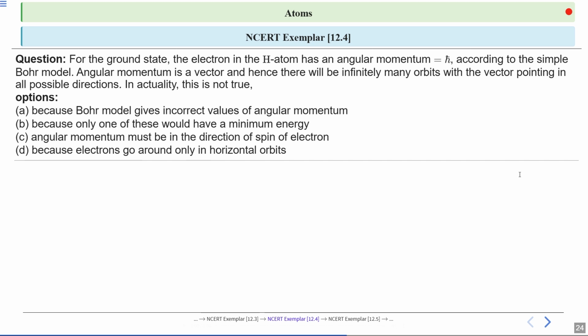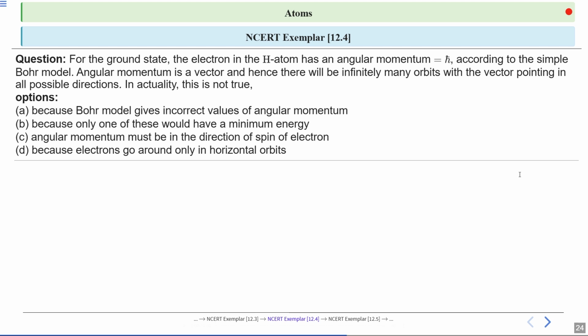Let's see the next question. It's about the angular momentum of an electron in the hydrogen atom, specifically in the ground state according to Bohr's model. Notice how the question highlights a key idea. In the Bohr model, angular momentum is treated as a vector which could point in any direction, suggesting infinitely many possible orbits. But in reality, this is not observed.